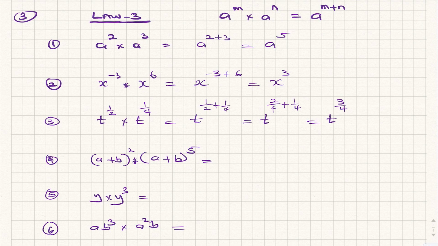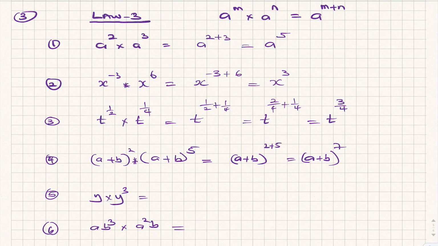Question 4. a plus b to the power of 2 times a plus b to the power of 5. Well, a plus b is the same as a plus b in the second factor. So, therefore, they have common base. Since we're multiplying them, we add the power. So that would be a plus b to the power of 2 plus 5. That becomes a plus b to the power of 7.